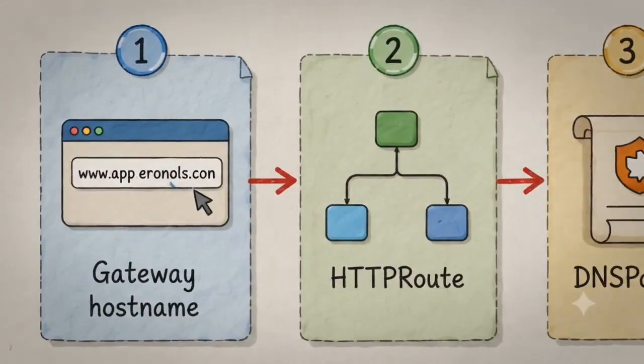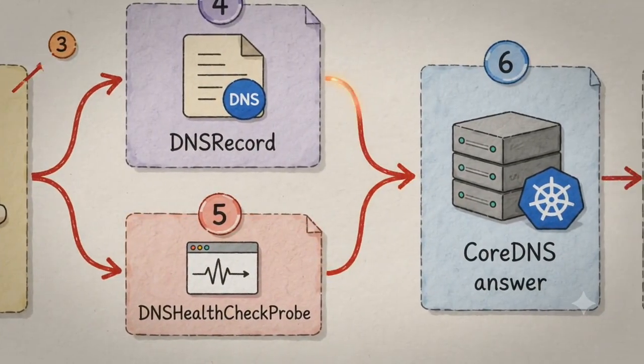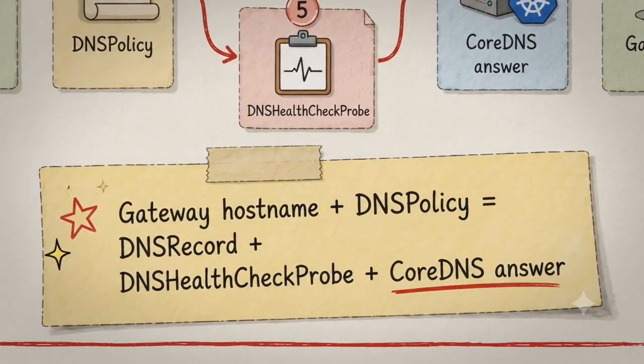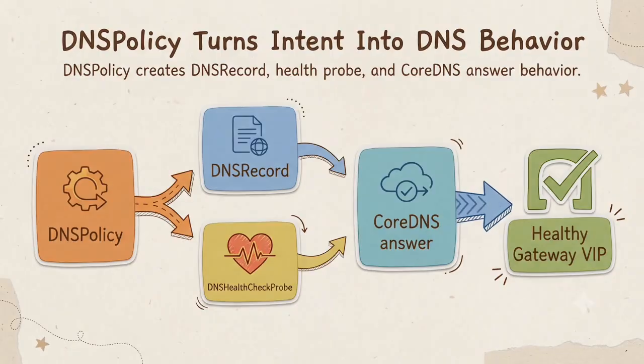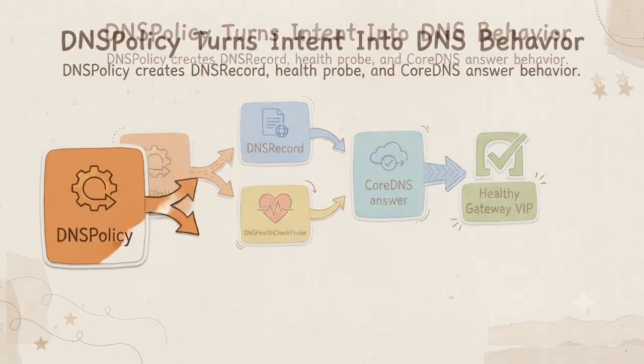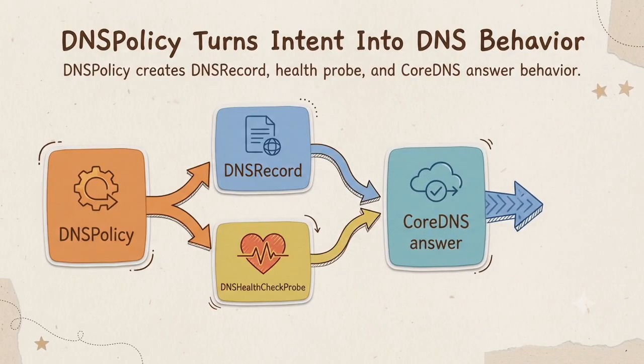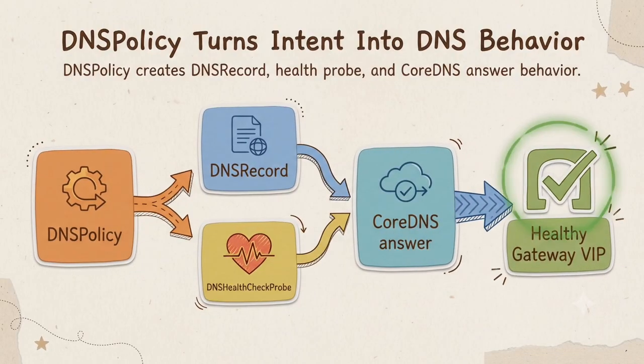First, the hostname is defined. It attaches policies to create DNS records. Finally, core DNS returns the VIP. That completes the data path. DNS policy translates intent. It creates DNS records and health probes. These drive the core DNS answer behavior, ensuring a healthy gateway VIP.